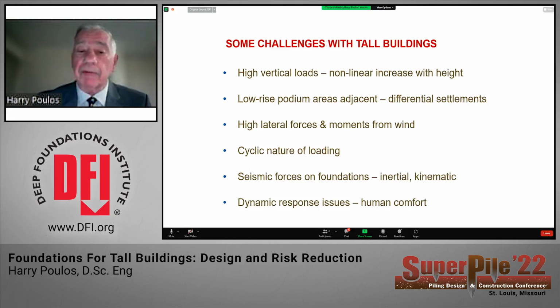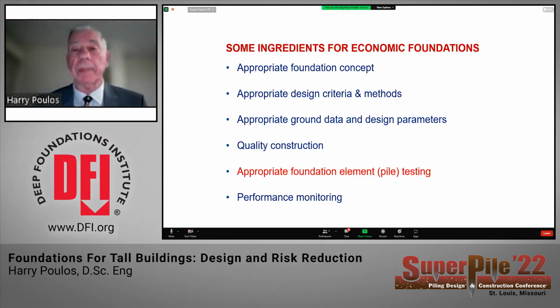And we also have seismic forces on the foundations that we have to design for, which give rise to both inertial and kinematic effects. And then in terms of human comfort, we have to look at the dynamic response issues of the structure foundation system.